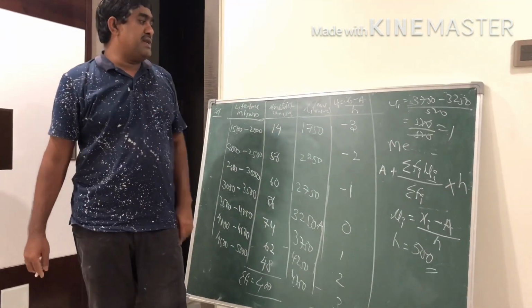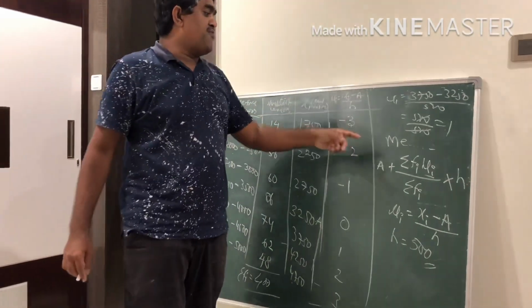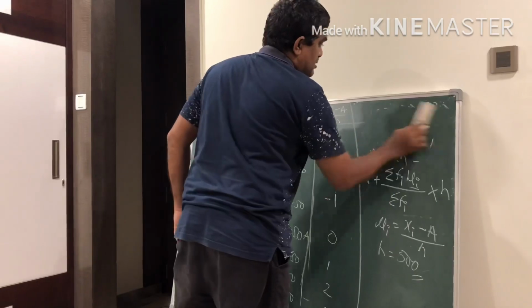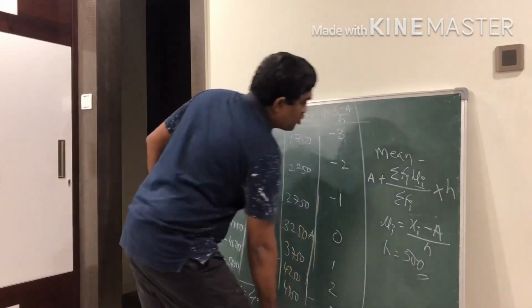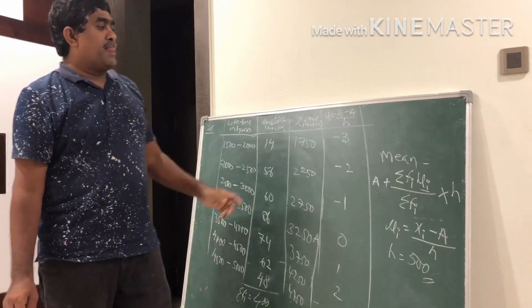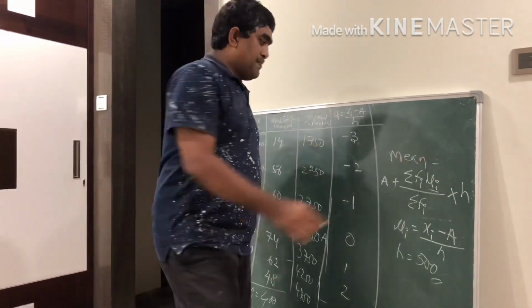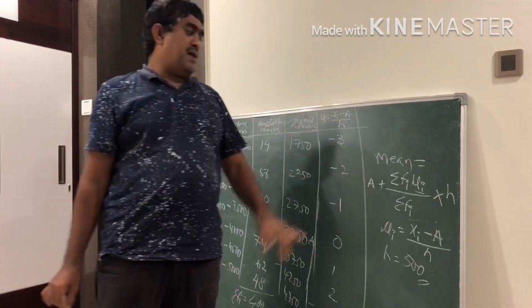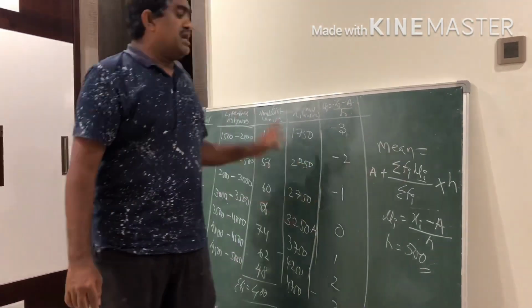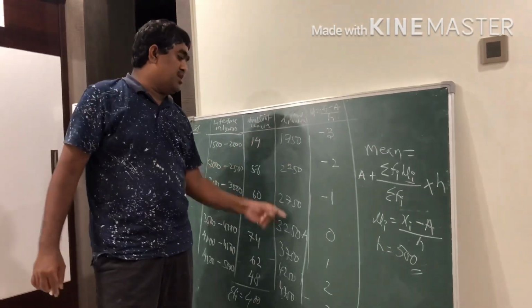Again I am explaining, children. What is the formula for mean? Mean equal to a plus sigma fi mu i by sigma fi into h, where a is called the assumed value in the mid value.